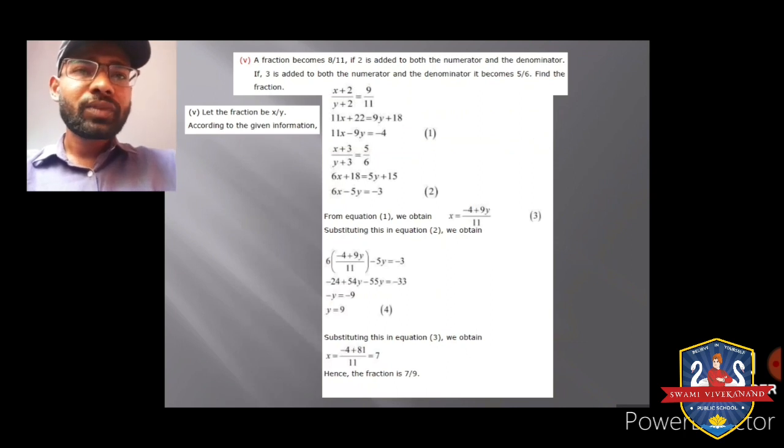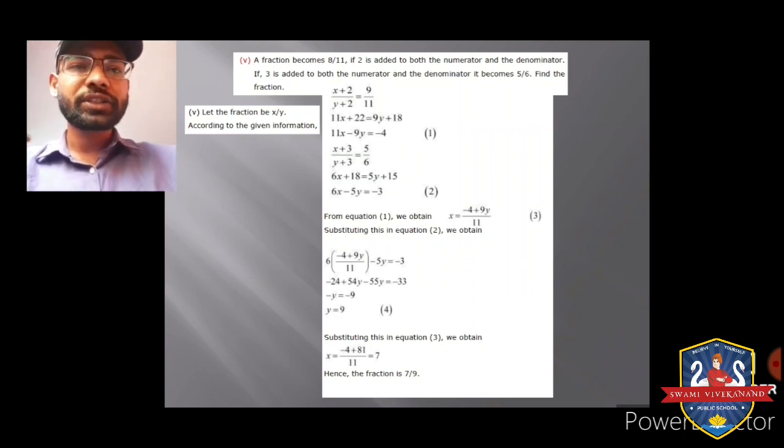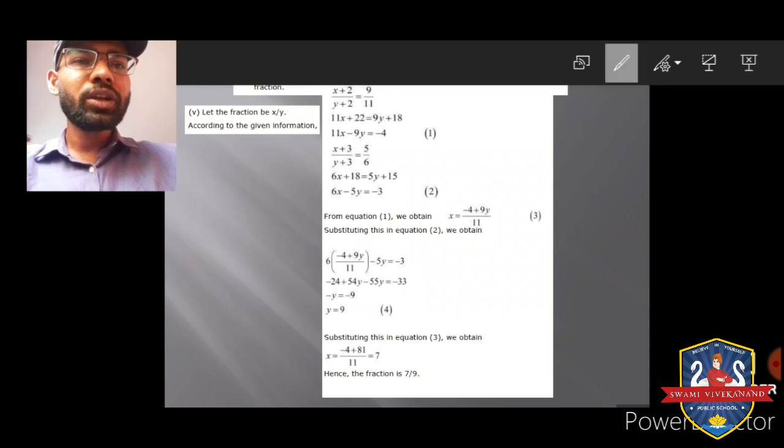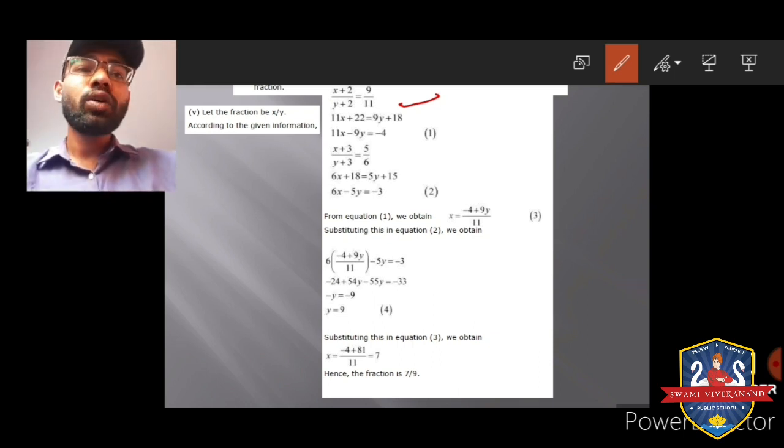Let's move further. A fraction becomes 8 by 11 if 2 is added to both numerator and denominator. If 3 is added to both numerator and denominator, it becomes 5 by 6. Find the fraction. So let the numerator of the fraction be x and the denominator of the fraction be y. So x plus 2 upon y plus 2 is equal to 9 by 11.